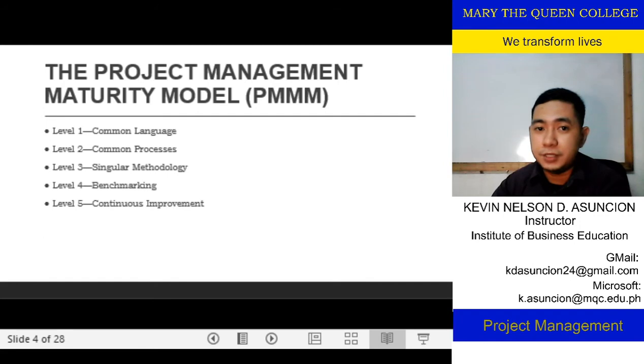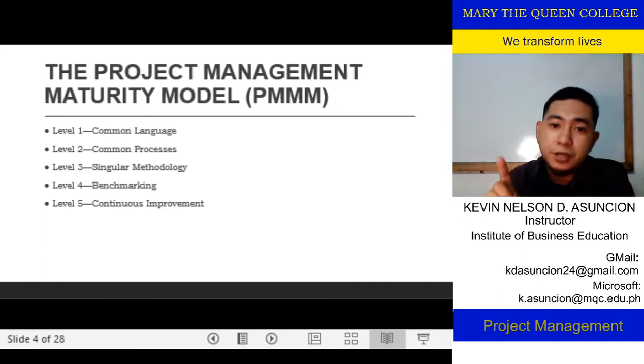We have 5 levels of the PMMM. We have the common language. Level 1 is common language. Level 2 is common processes. Level 3 is singular methodology. And then level 4 is benchmarking. And level 5 is continuous improvement. So how do these levels differ? So number 1, what's level 1? Common language. Common language, no?